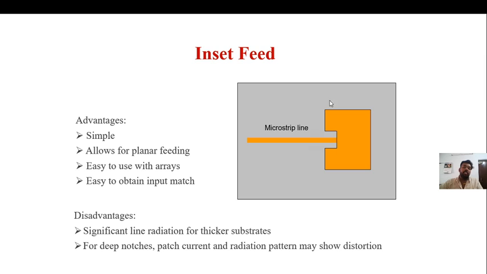And next one is the inset feed. So it is a simple feed, it allows the planar feeding. So we are going to have a cut and then the microstrip line has been given in order to give the feed. So it is easily converted. This type of feeding helps us to easily convert a single unit into an array, and it is able to easily obtain the input match. And the major disadvantage is the deep notches have some distortion produced in the patch current and the radiation pattern.